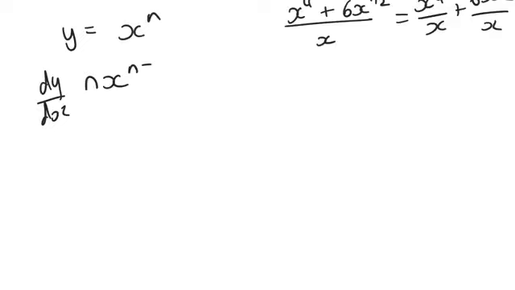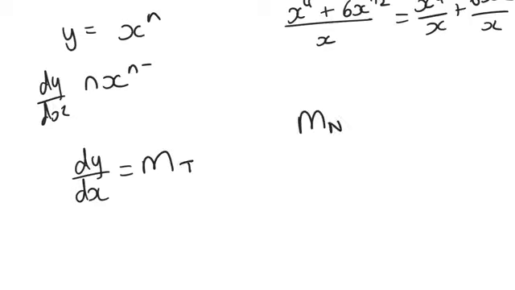Now, we know that when we differentiate, this gives us the gradient of the tangent, okay? This gives us the gradient of the tangent. If we want the gradient of the normal, it is perpendicular, so the gradient of the normal equals -1 over the gradient of the tangent, just like we know from earlier.